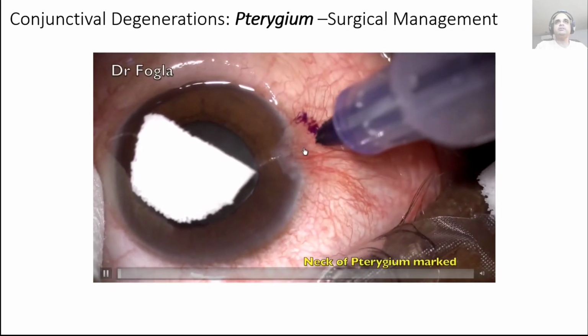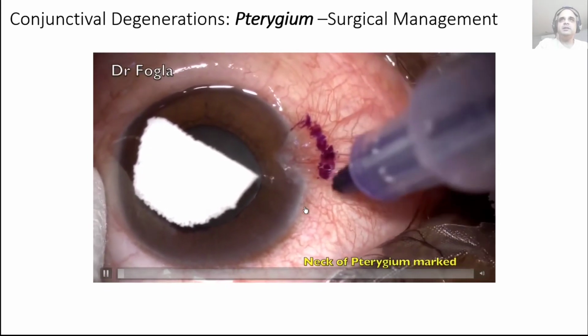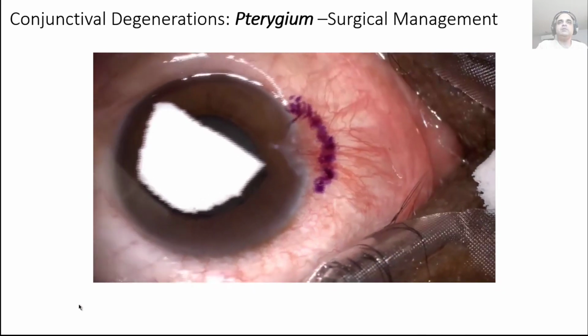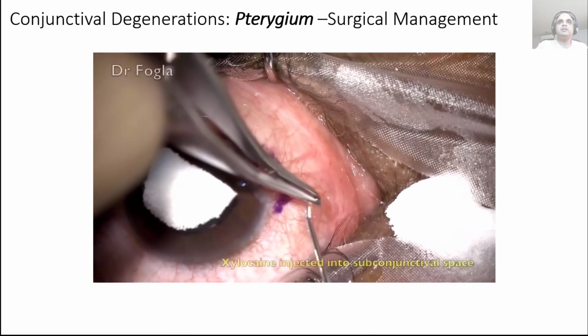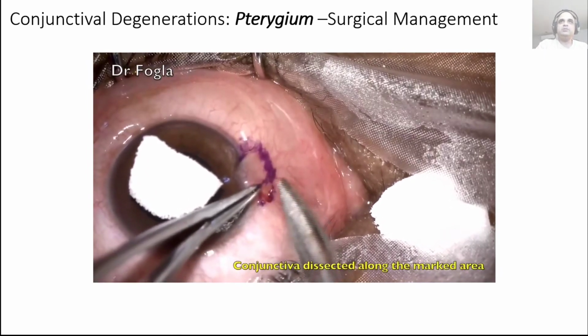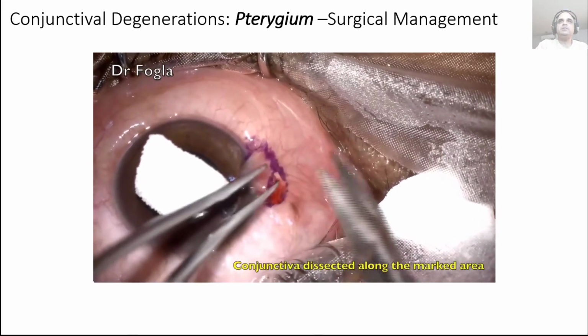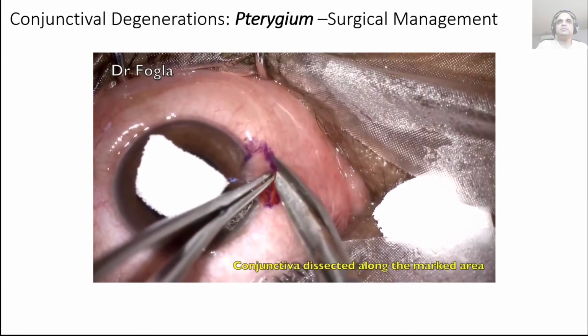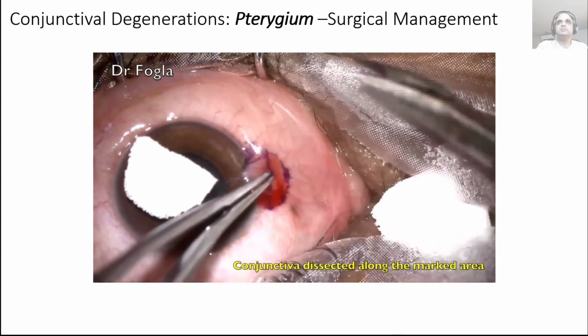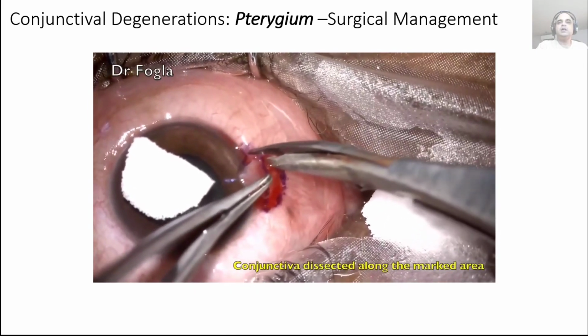So the first thing to do is to mark the neck of the pterygium. And then what we'll do, we will inject a little bit of xylocaine, which is an anesthetic, into the body of the pterygium. And now we are going to dissect the head away along the neck. This is Dr. Fogla. He's from India.